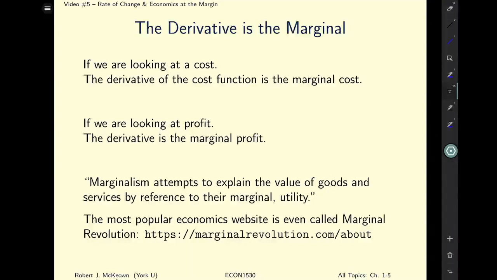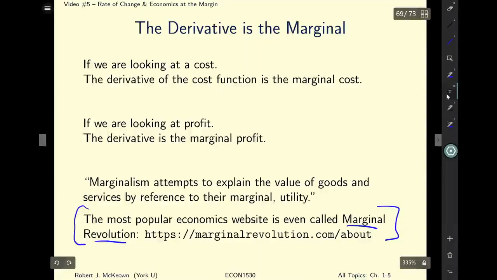This is the concept of marginalism. And what it does is it tries to explain the value of goods and services by reference to their marginal utility. And my personal favorite economics blog, Marginal Revolution, it says right there, it's the most popular economics website on the internet, and it's called Marginal Revolution. And I'm going to give it a pitch here. Their motto is small steps to a much better world.